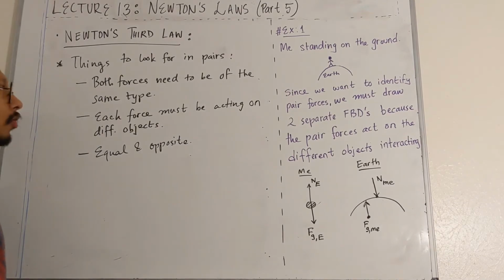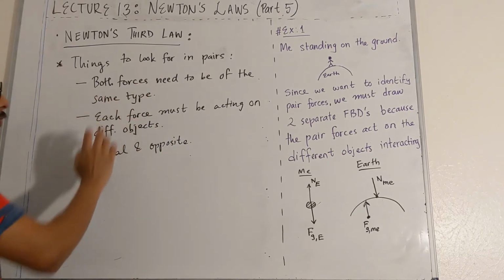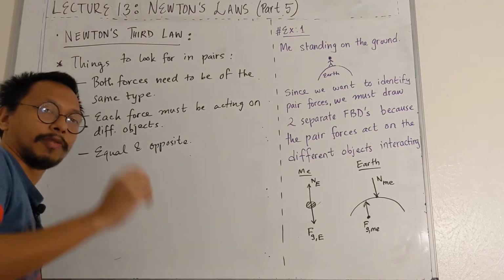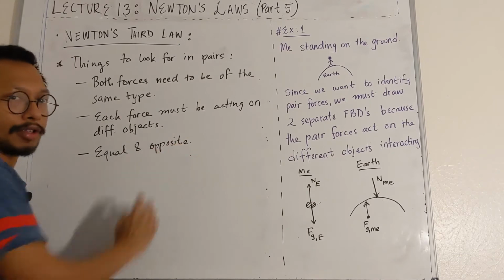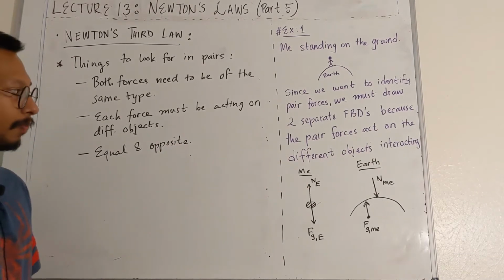So these are the things to look out for when you're identifying pair forces. Both of these forces need to be of the same type. Both of these forces must be acting on different objects. And both of these forces must be of equal size, that is equal magnitude, but in the opposite direction. Alright, so let's identify our pair forces from the diagram.